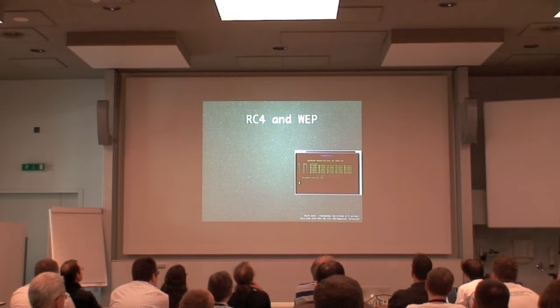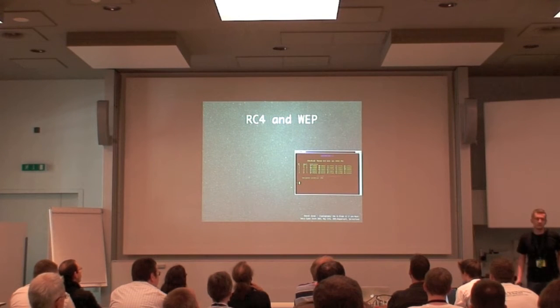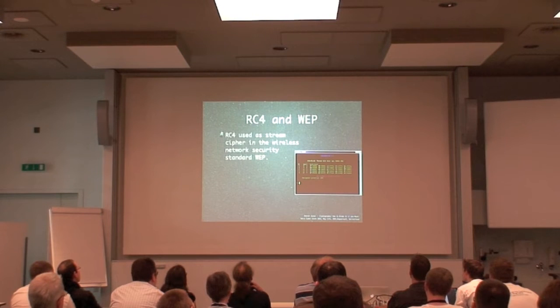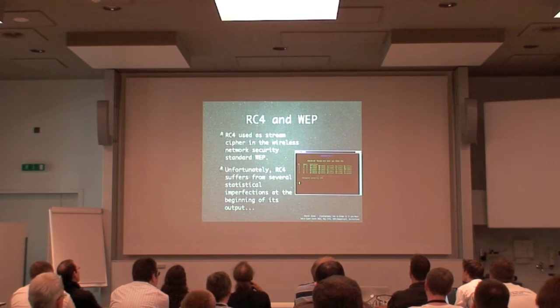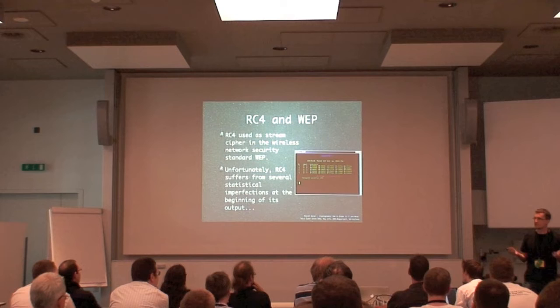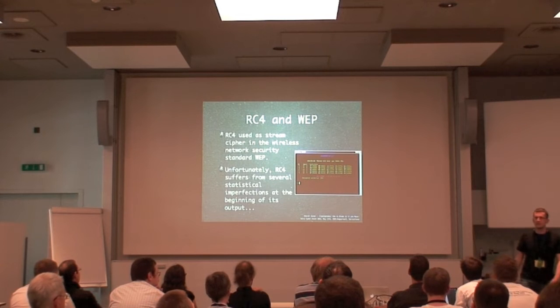Another very, very famous bad choice of primitive is RC4, the RC4 stream cipher, which was used in the first security suite for wireless encryption, WEP. And unfortunately, RC4 suffers from several statistical imperfections at the very beginning of its output. But if you discard those first bytes, then RC4 is quite a good stream cipher. But the problem is that those tiny imperfections can be exploited to break WEP. And now, everybody knows here that if your neighbor has a WEP-enabled Wi-Fi access, then it is just a matter of minutes to break it.